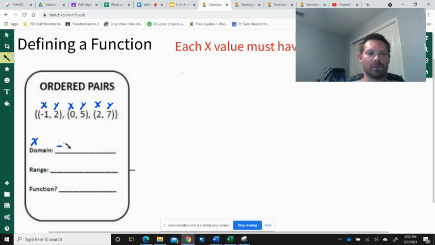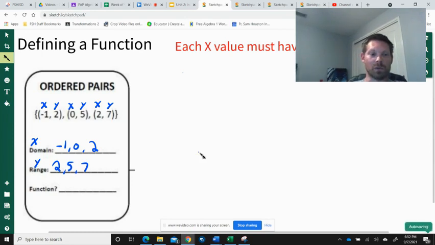Okay, easy enough. -1, 0, 2. All right, there's my x values. Range, what do we got? We got 2, 5, and 7. And range is the y values.